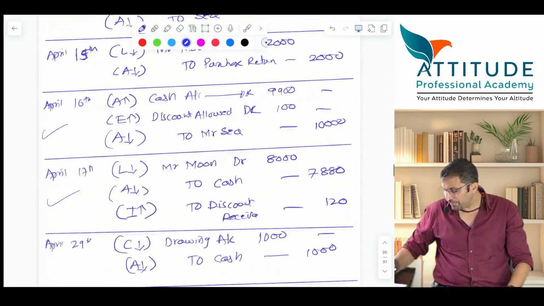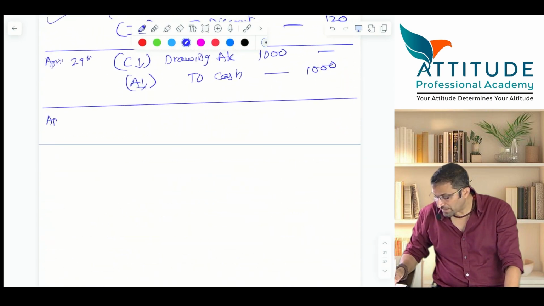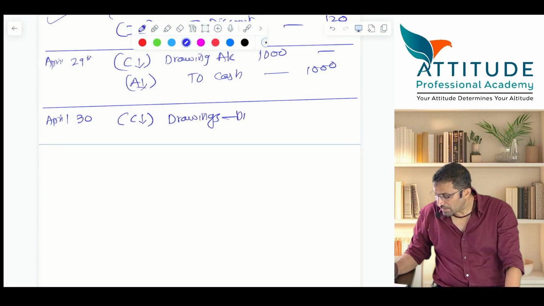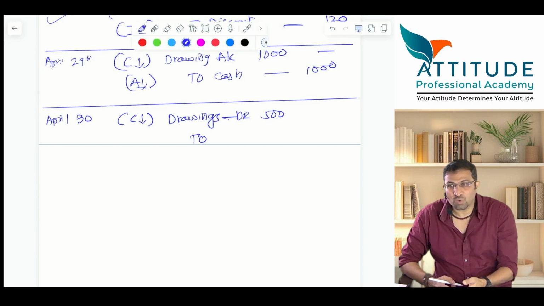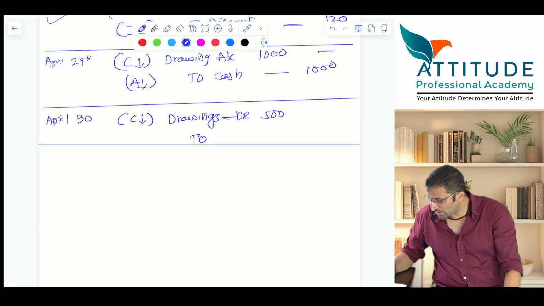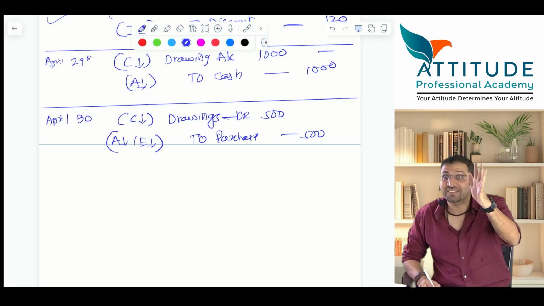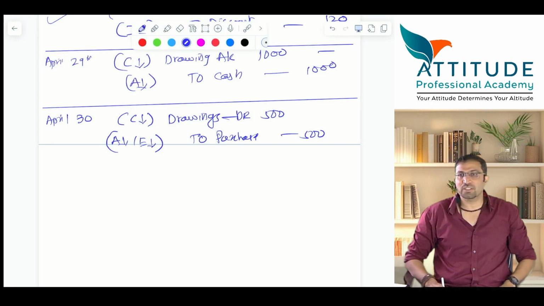So entry will be: April 30. Capital reduces, drawings account debit 500. Goods are going out, but you cannot treat it as sales. It is not sales return, it is not purchase return, it is not opening stock, closing stock. So only one account is left which has to reduce. It is what? To purchases. Your asset reduces, or you can also say expense reduces, because purchase is not your business expense, it becomes your drawings.